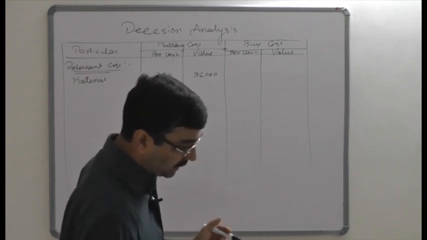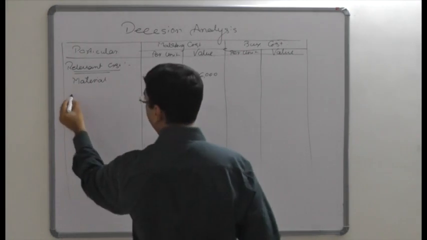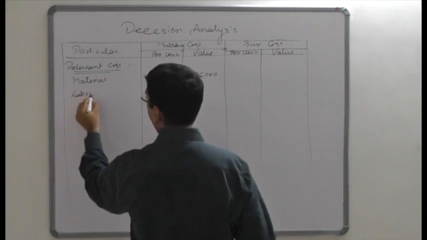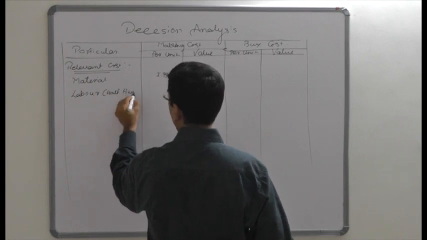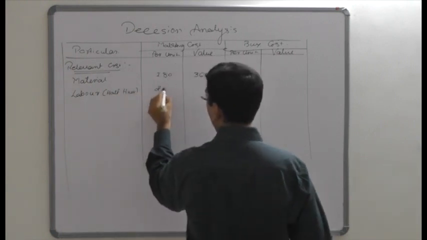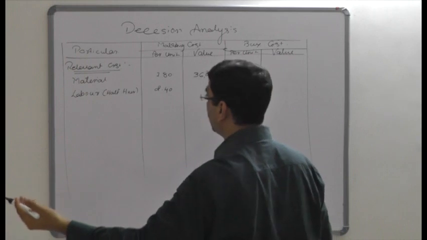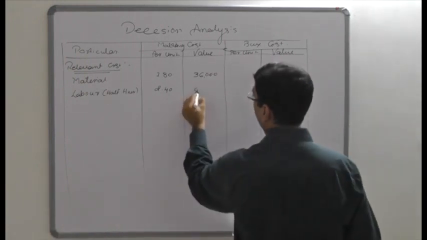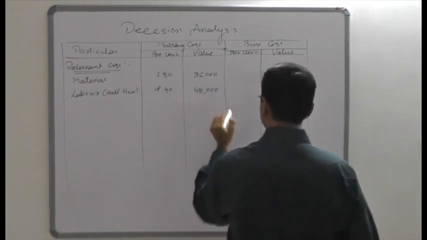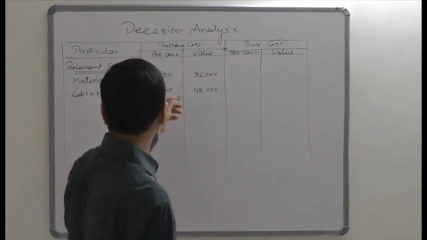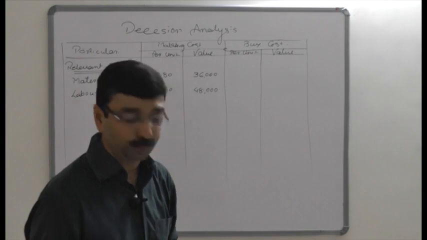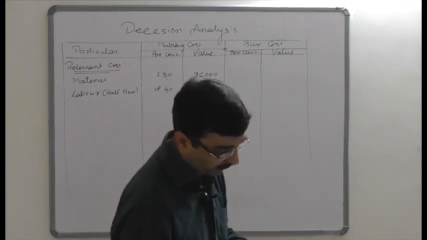Then the labor cost is given as 2.40, that is half hour, but labor cost is given per unit, it is 2.40. Again 20,000 units are going to be manufactured, so it comes to 48,000 rupees. So here we have a labor cost of 48,000 rupees on the basis of 2.40 per unit.